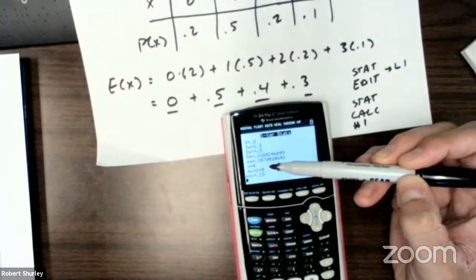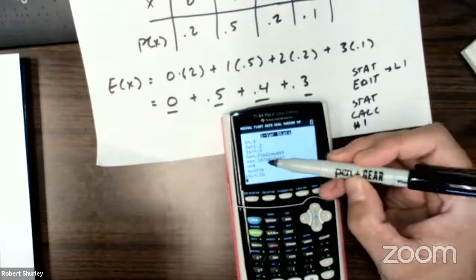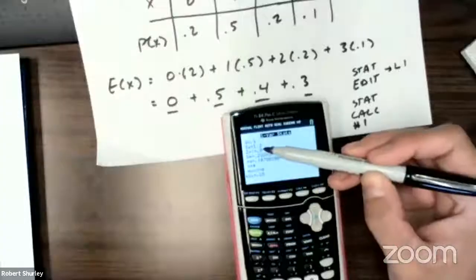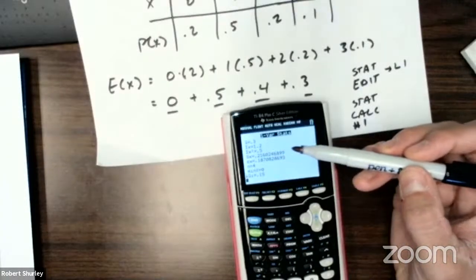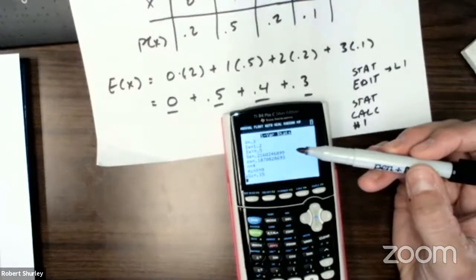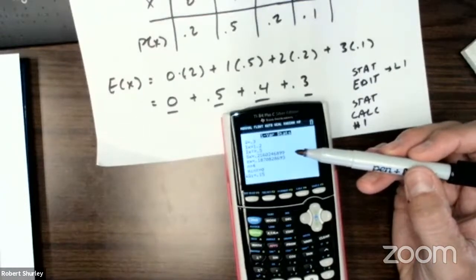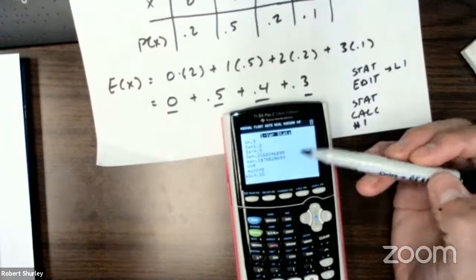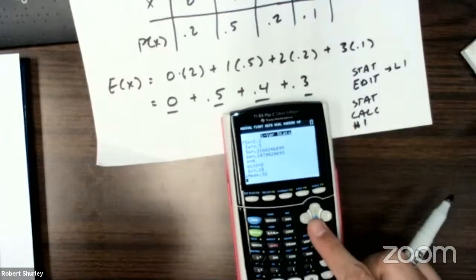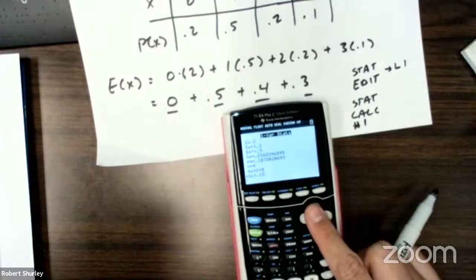Did we get it right? Hold on. Stat, calc, number one. We did this a couple weeks ago in calculus. We didn't get the same answer as they got, so I am apparently doing something wrong here. The 0.760 is nowhere on here. That's why I know it's the wrong answer.